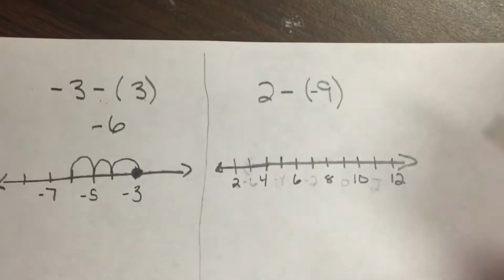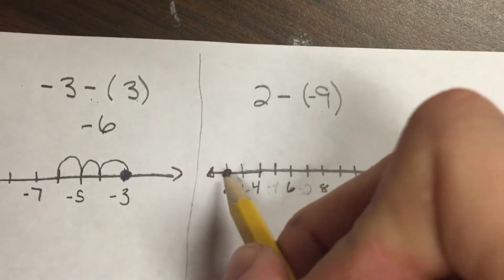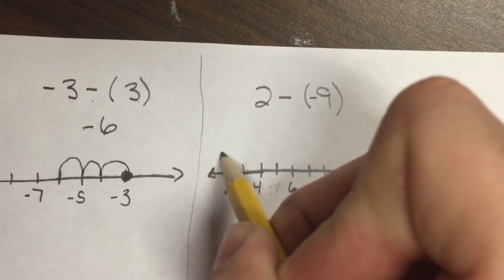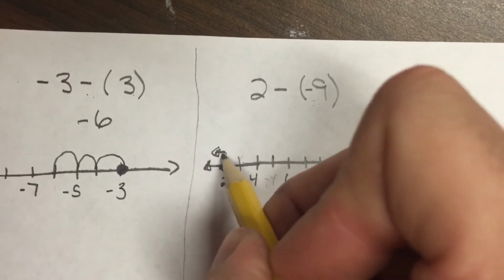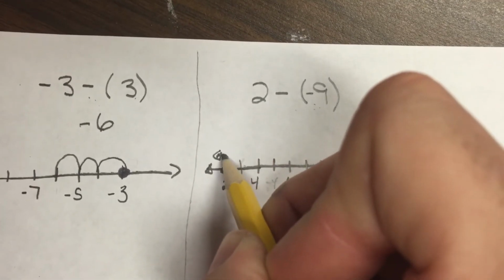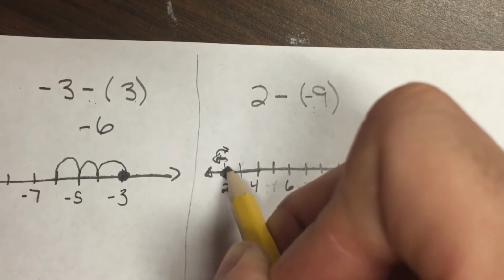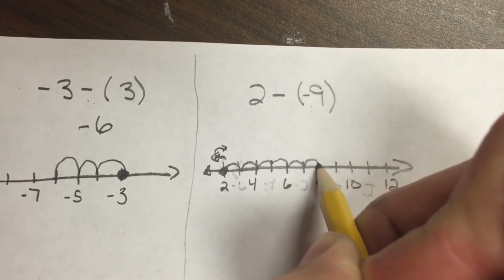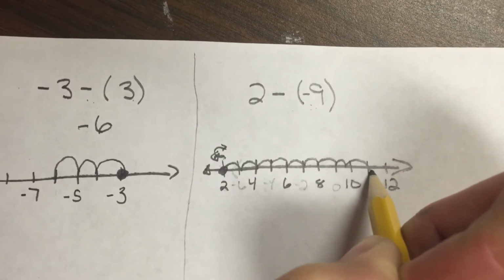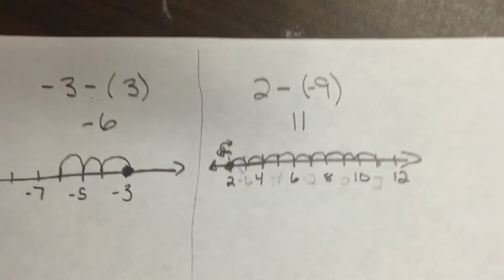On the problem over here, I'm going to be starting at +2. I'm going to be subtracting, which wants me to go left, but I'm subtracting a -9, which means the negative is going to change me to go the opposite direction. And now I need to go 9 spots. 1, 2, 3, 4, 5, 6, 7, 8, 9. Which is going to leave me at +11.